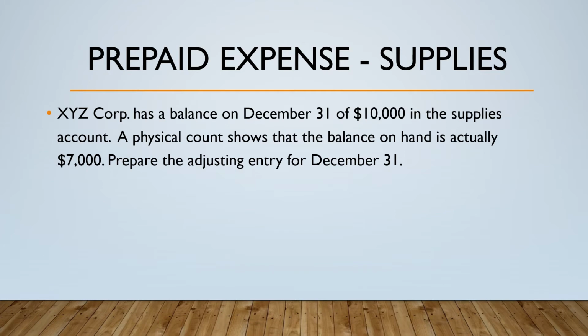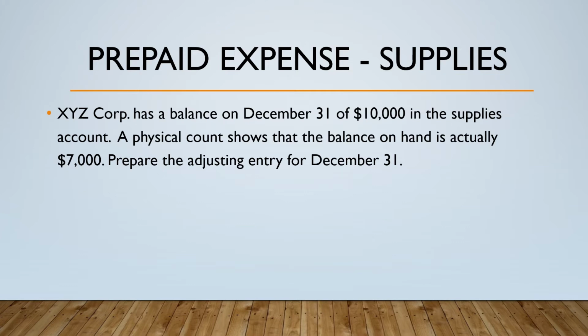Here we have XYZ Corporation, which has a balance on December 31st of $10,000 in the supply account. A physical count shows that the balance on hand is actually $7,000, and we want to prepare an adjusting entry for December 31st.